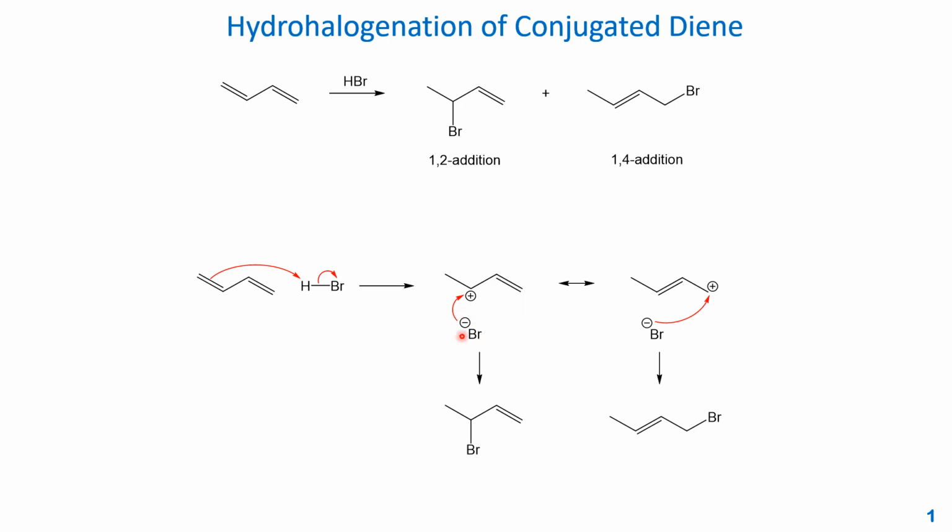A small portion of the bromide could move to the other side, but that will give you the minor product. So at low temperature, the 1,2 addition product, the kinetic product, should be the major product. At a higher temperature, like room temperature, the more stable 1,4 addition product should be the major product. Okay, this is the first reaction we talk about today.